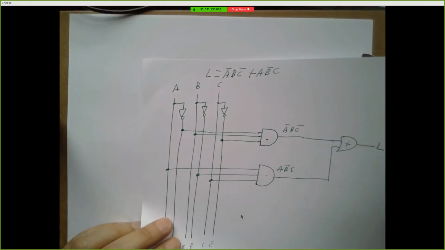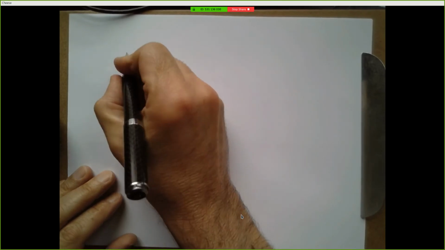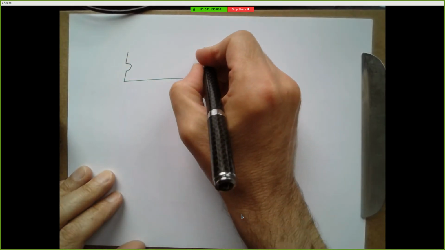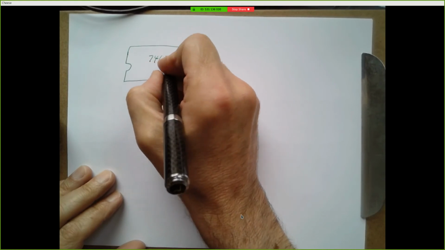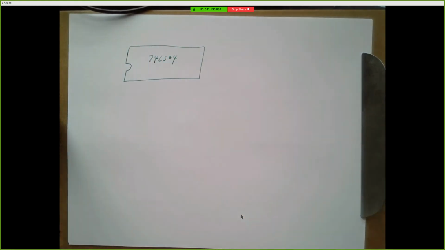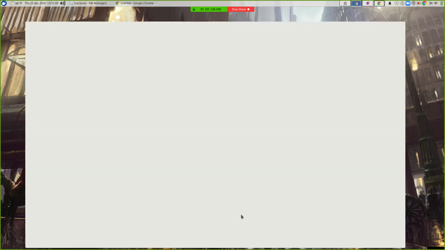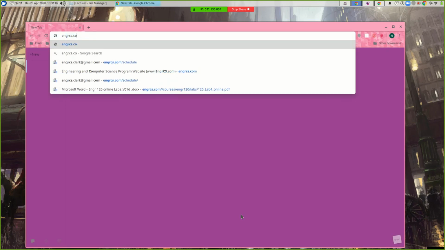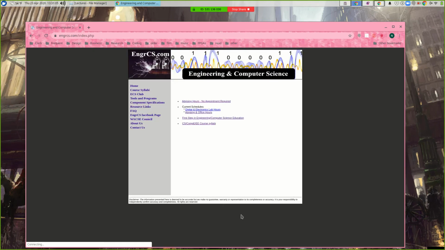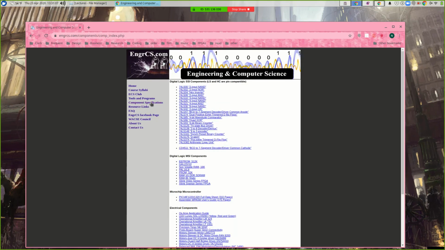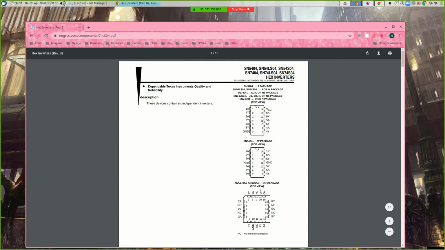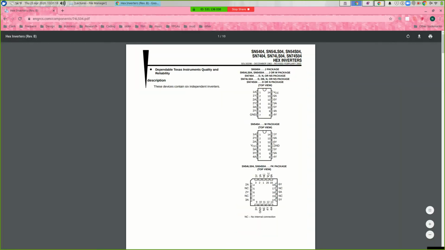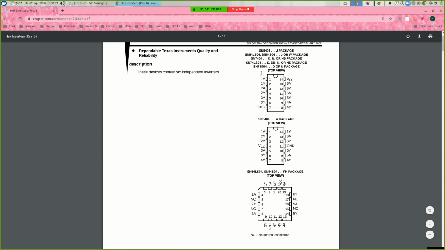So up here we wanted to take our signal A and invert it. Well, we would get a physical chip, which looks like this, and it's a 74LS04. And if you go to the website, and you come down under component specifications, and if it asks you for a password, just put in Clark. We can look at a hex inverter, 74LS04. We can find the data sheet for it.